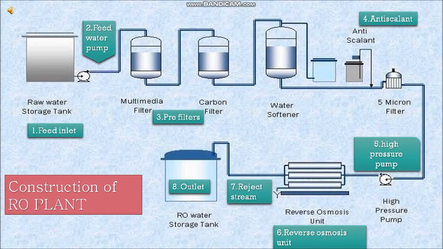Reject stream is the drainage outlet present to drain out all the impurities from the RO unit. Storage tank or outlet: the purified water can now be stored in the storage tank or outlet.